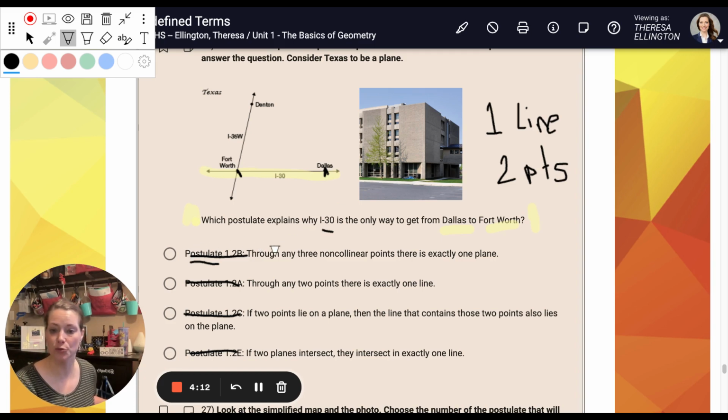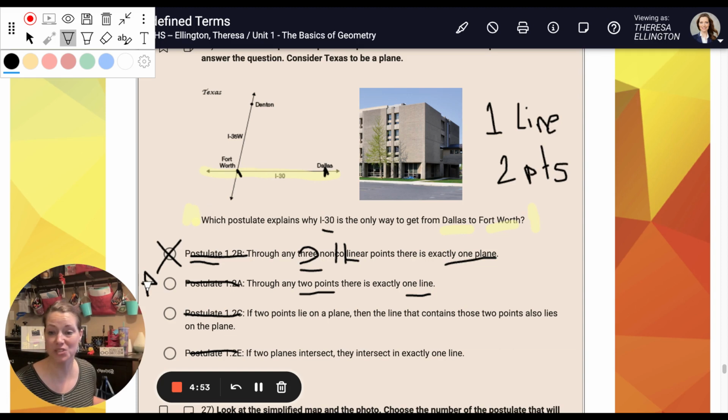So choice A says through any 3. Now this big, huge word, I'm going to break it up for you. Non-collinear. See, it has the word line in it right there. So that means 3 points that are not in a line with each other. Well, first of all, we've got 3 points and 1 plane. Does that match? No. Let's look at the next one. Through any 2 points, there is exactly 1 line. Okay, let's look at what we have. We have 2 points, 1 line. Ooh, that's promising. That might just be the answer.